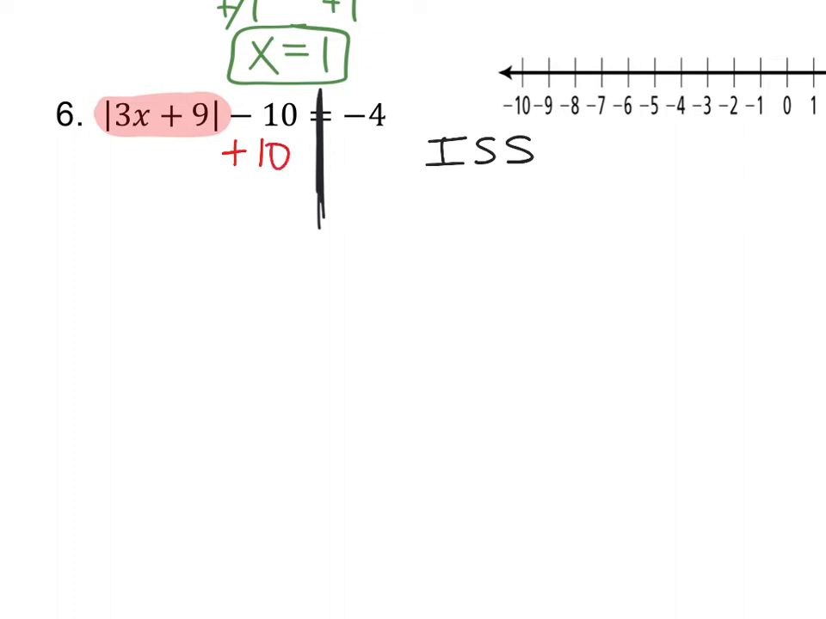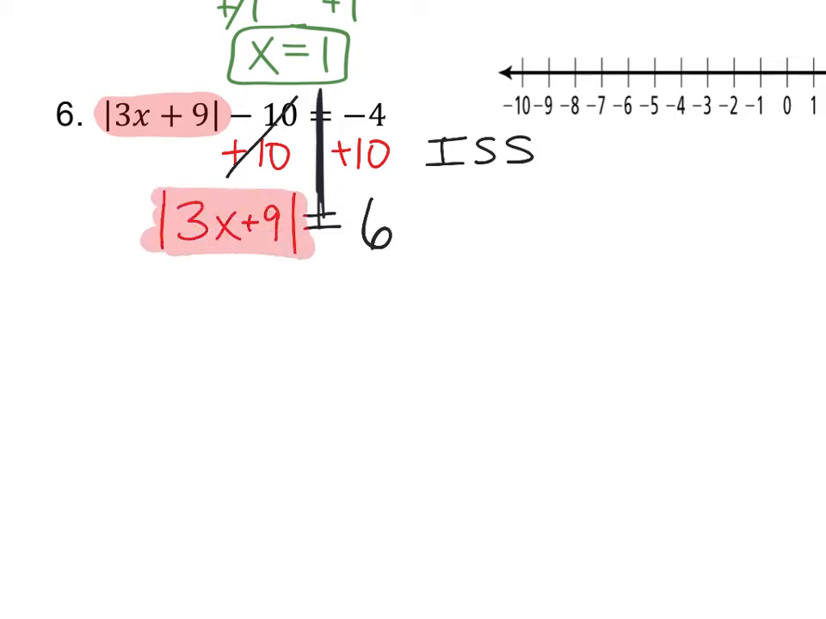Positive, adding 10. So I'm going to add 10 to both sides. When I do that, I'm going to end up with the absolute value bar, because the 10s go away, and then negative 4 plus 10, that's 6. I check again. Are the absolute value bars isolated? No. Are they the only thing on their side? Yes. At this point, isolate is done.